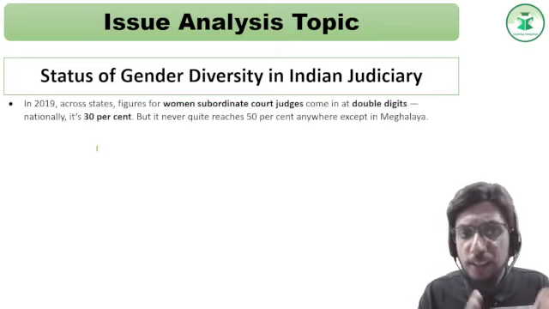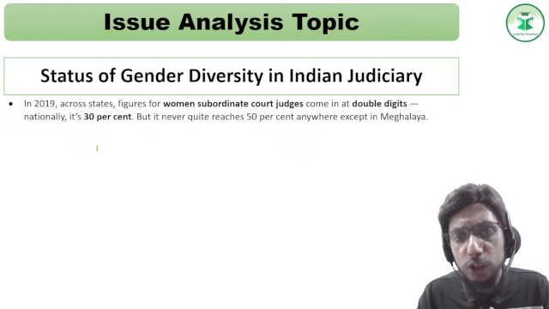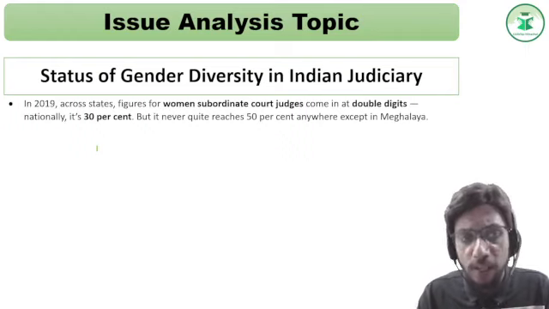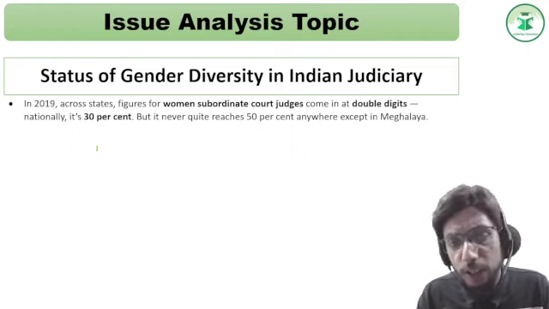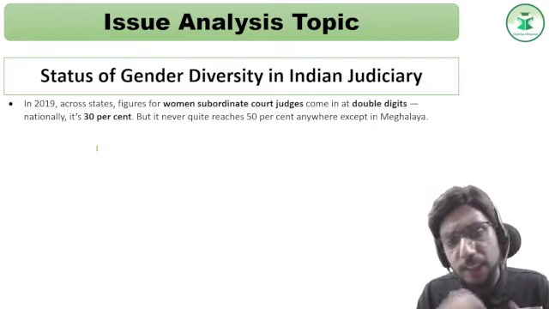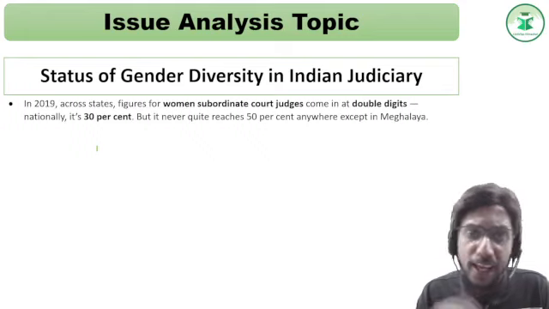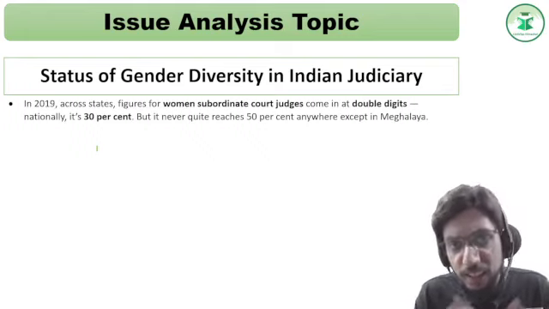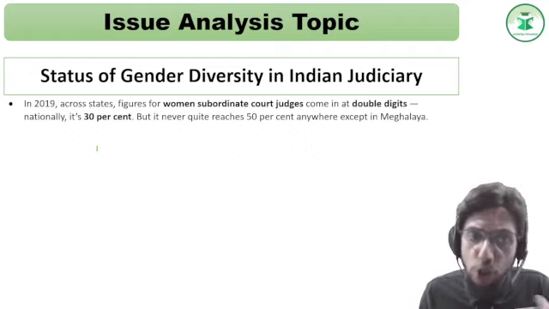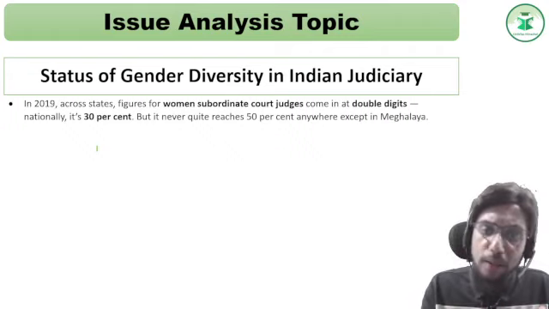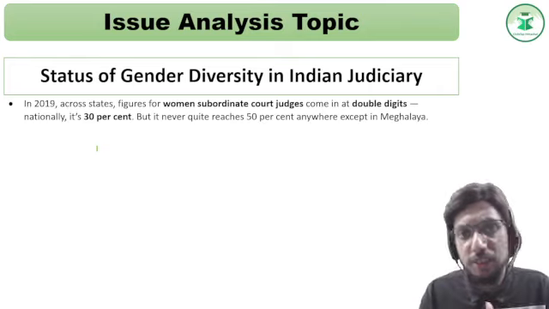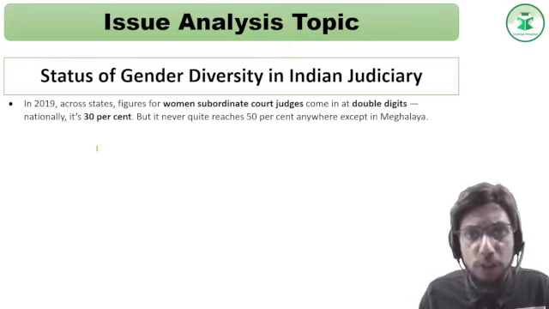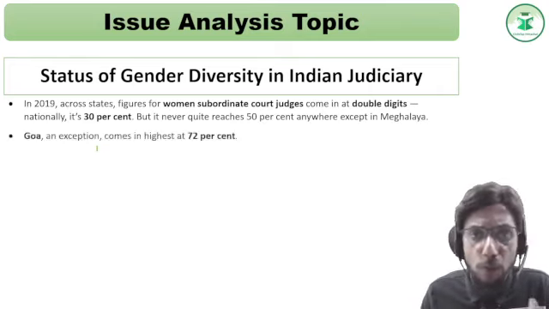If I give you some more data, in 2019, the figures for women subordinate court judges were quite low. At the national level, we were having only 30% judges who were women at the subordinate court level. And this number never reached 50% except in case of Meghalaya, which is basically an exception. It is basically a rarity. It is not the norm that we are having women representatives close to 50% in our judiciary. So that is the problem over here.